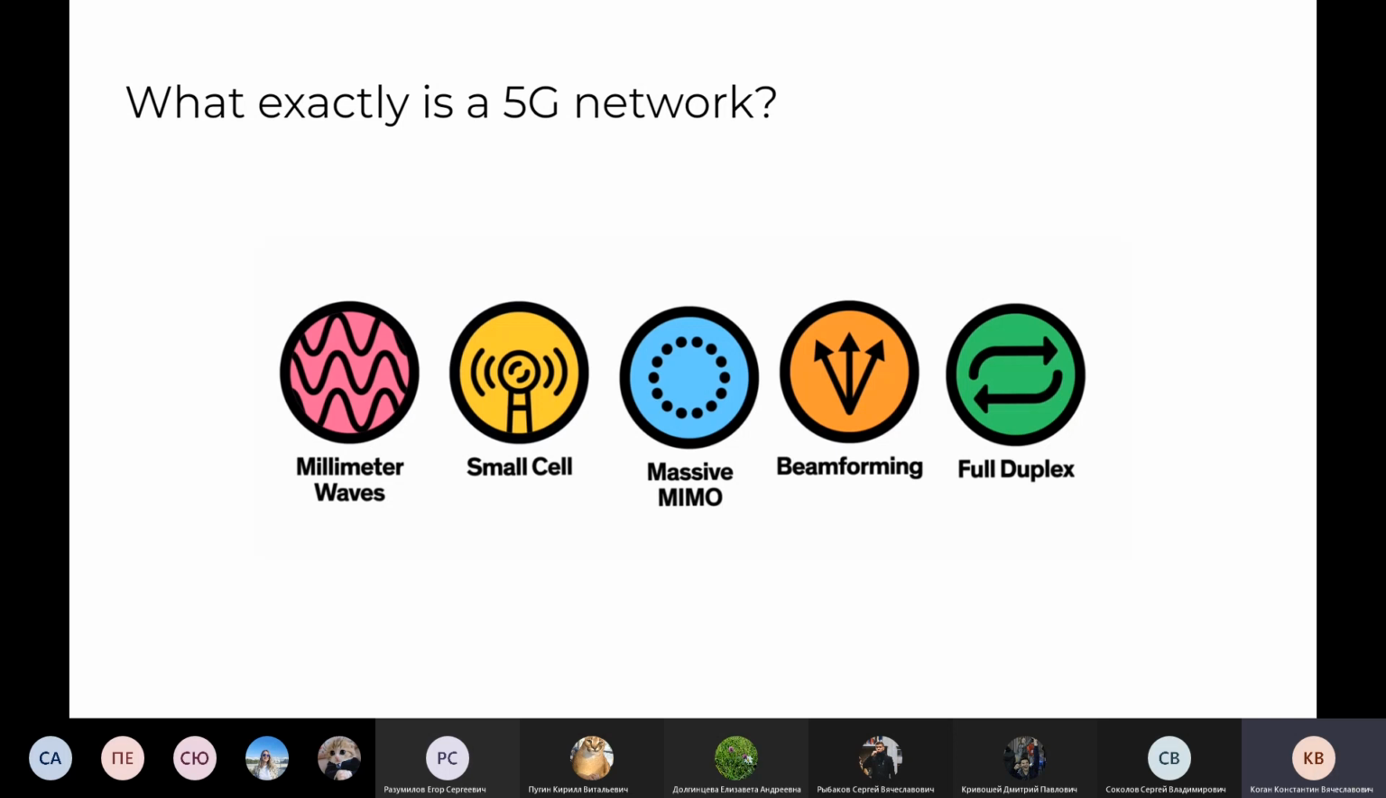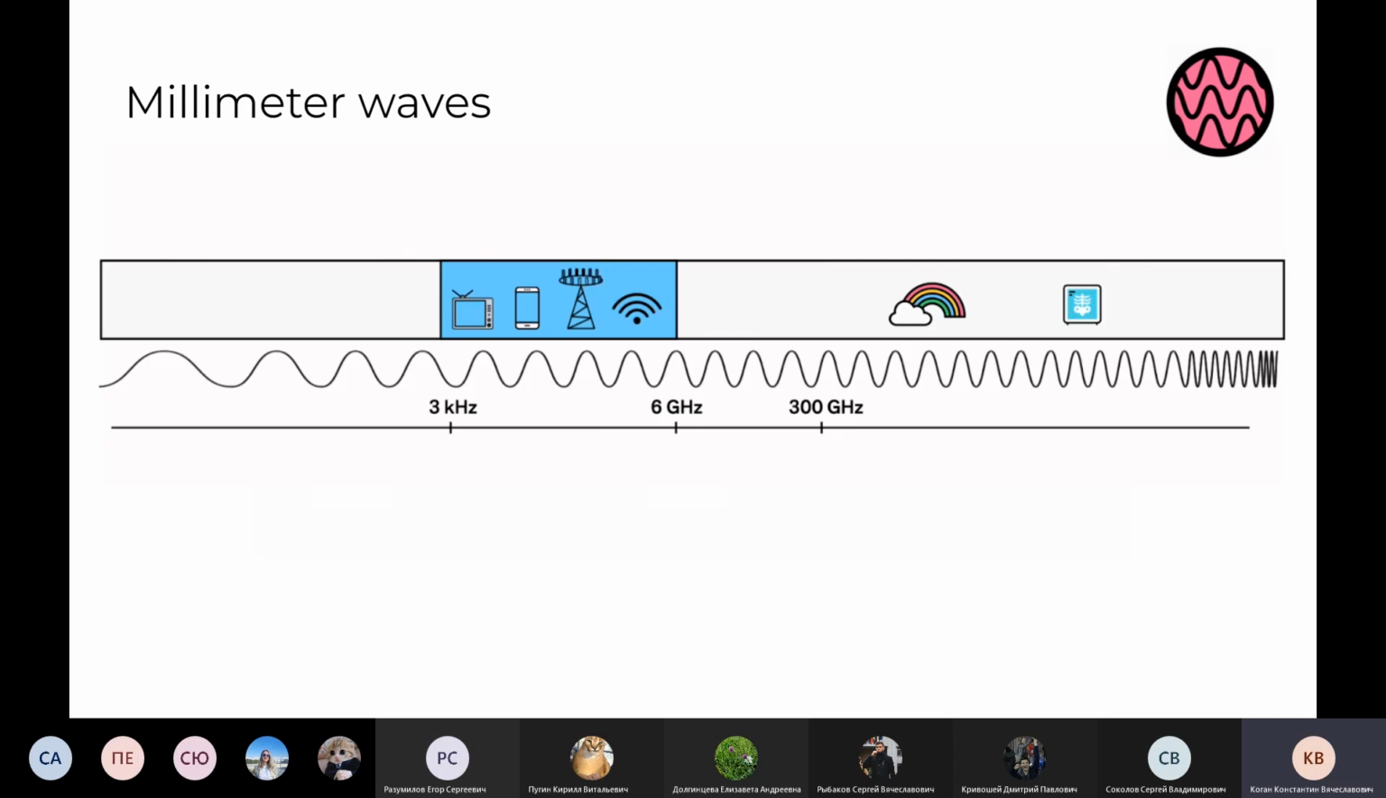The truth is, experts can't tell us what 5G actually is because they don't even know yet. But right now, there are 5 brand new technologies emerging as a foundation of 5G. Millimeter waves, small cells, massive MIMO, beamforming, and full duplex. First up, technology number 1, millimeter waves.